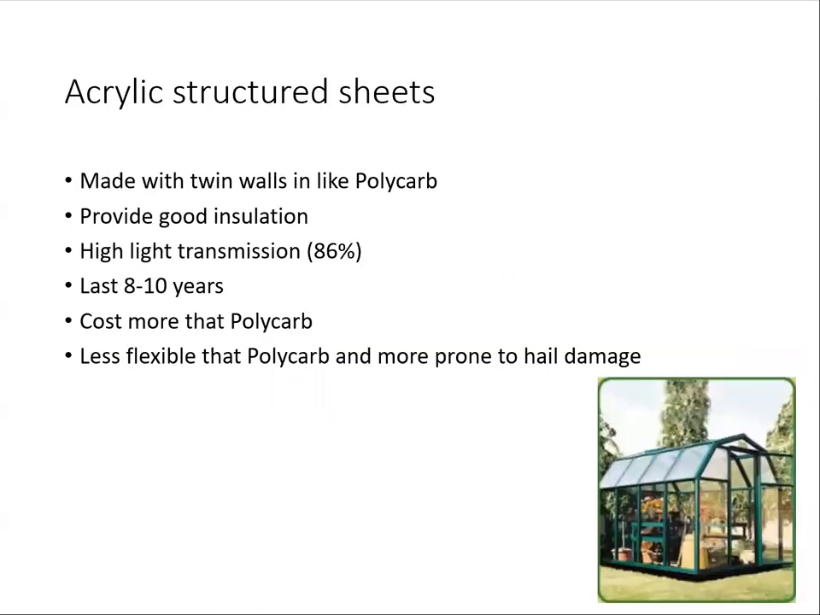There are also acrylic structured sheets. These are made with twin walls like polycarbonate. They have good insulation and high light transmission. They last 8 to 10 years. They cost more than polycarbonate, are less flexible, and are more prone to hail damage. So this isn't something you would use in the hail belt, Colorado to Texas. And typically you have less flexibility with these, so you wouldn't be able to use them in a hoop house situation. They need to be straight sheets.